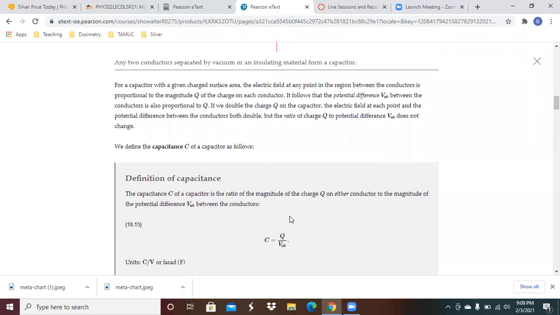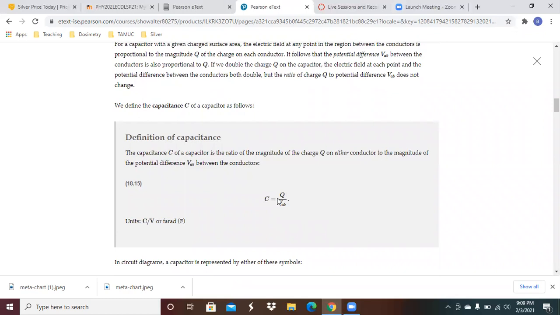For a capacitor with a given charged surface area, the electric field at any point in the region between the conductors is proportional to the magnitude Q of the charge, which you might expect. It follows that the potential difference between the conductors is also proportional to Q. So if we double the charge on the capacitor, the electric field at each point and the potential difference between the conductors double. But the ratio of charge Q to that potential difference doesn't change. So therefore, the capacitance is defined as Q divided by the potential difference.